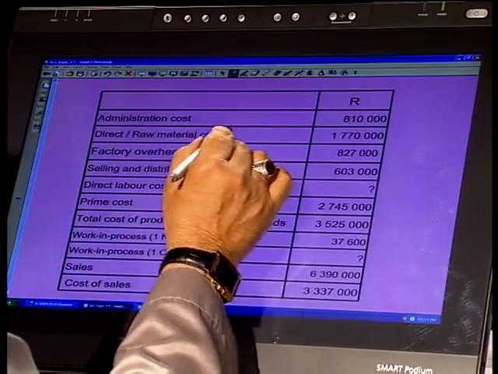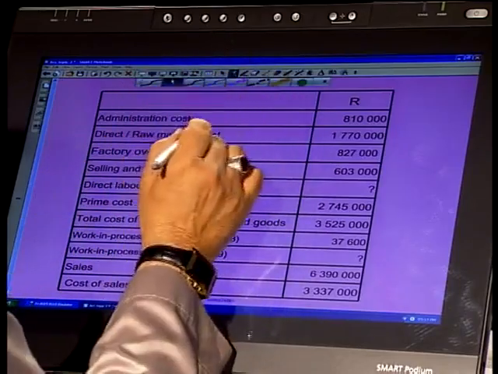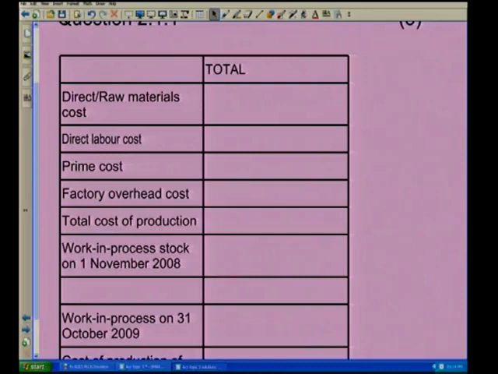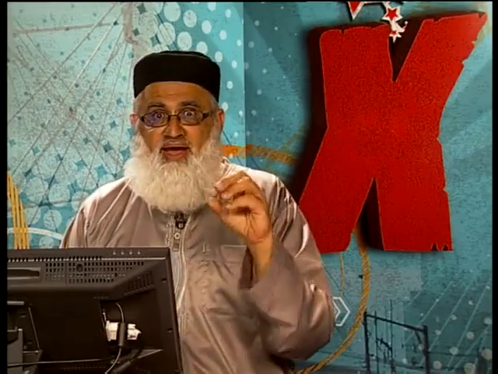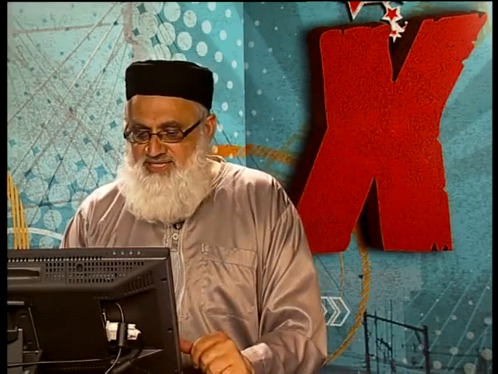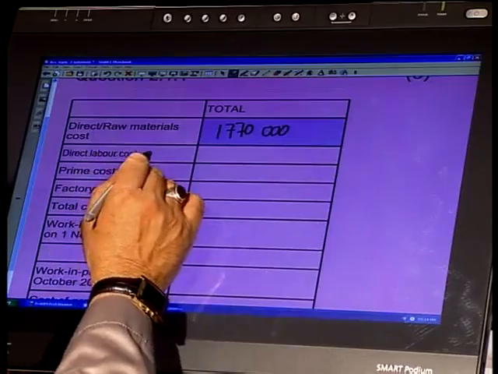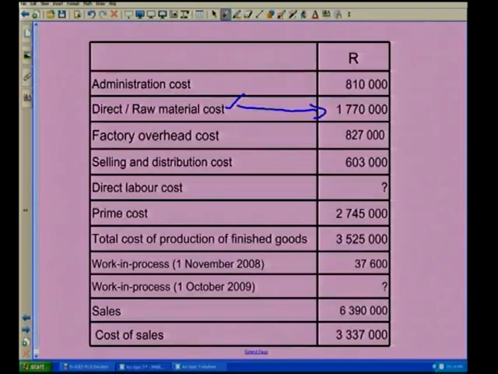The first thing that we're required to work out is our direct materials cost. Let's go to the question and see. Do we have it there? In my information, direct raw materials cost. There's my information. Can you see it? Immediately I tick it off. Why? Because I'm going to use that information: 1,770,000 into my answer book. You can clearly see that this was information that I took from my given information.